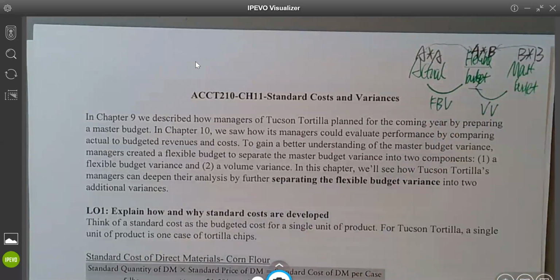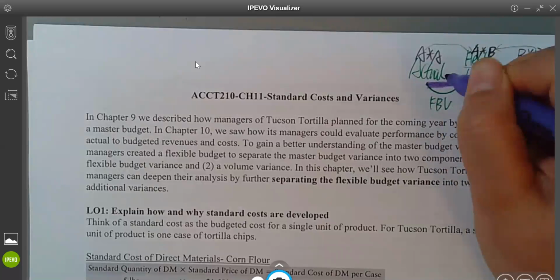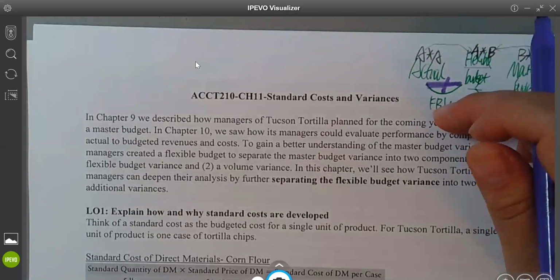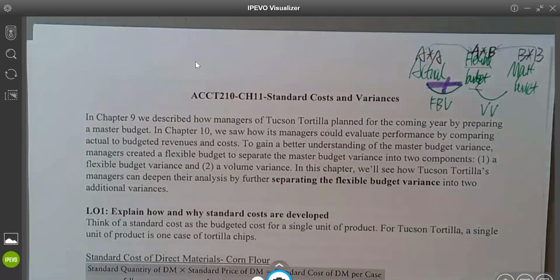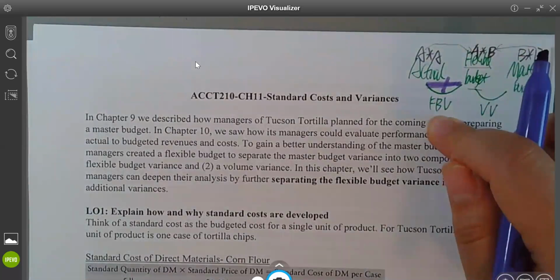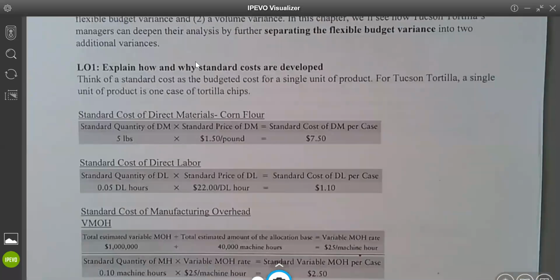What we will learn in this chapter, we carry that concept and we break our flexible budget variance into 2 parts. We said that that's not detailed enough, so we want to break down this flexible budget variance into 2 parts. So that's what we are basically covering today. Okay. So before we talk about that, your first learning objective is something called the standard cost.